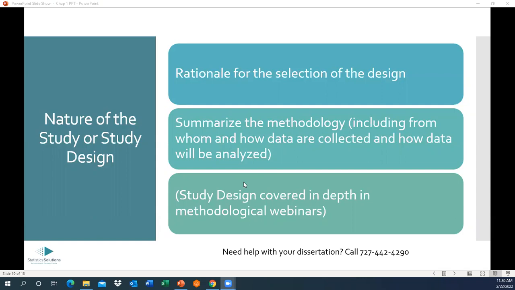But basically, it's going to include a rationale for the selection of your design. Why did you choose a correlational design? That kind of thing. You want to summarize the methodology, including from whom and how the data is going to be collected and how the data will be analyzed. And again, yes, study design is covered in depth in methodology webinars.